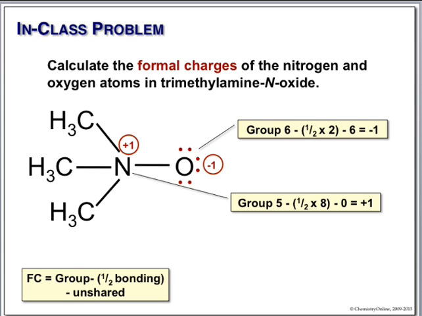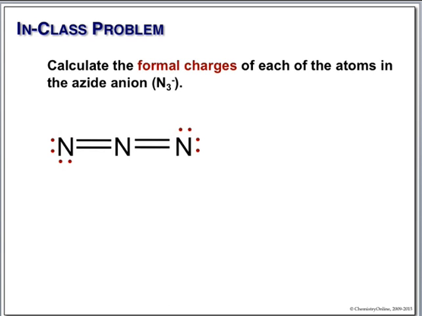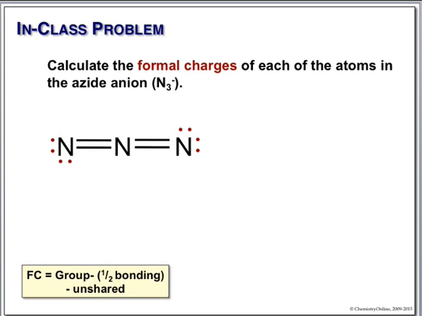Just for jollies, let's do a couple simple molecules here. This is azide ion, N3 minus 1. Go ahead and do formal charges on all 3 nitrogens.